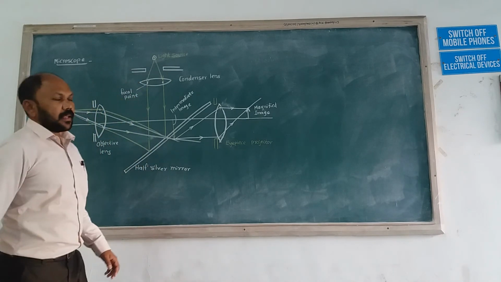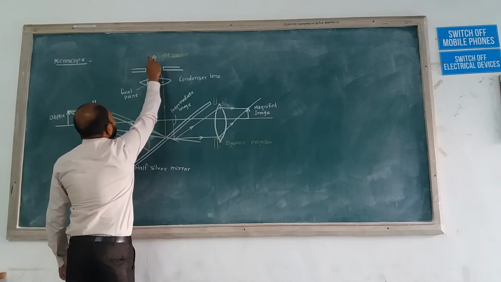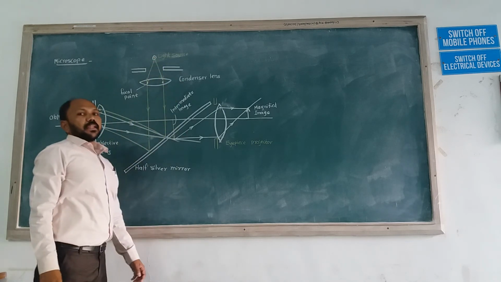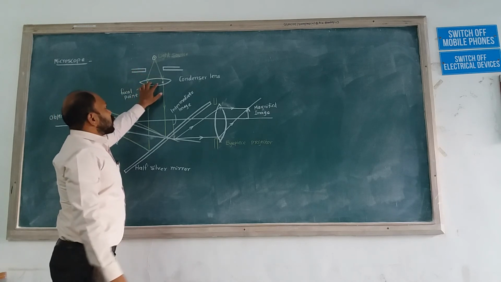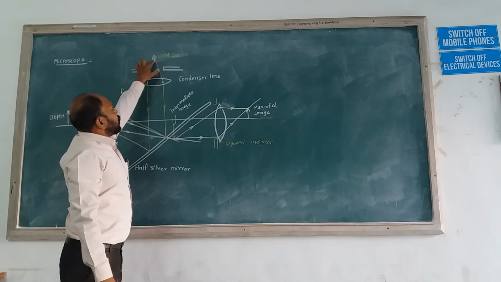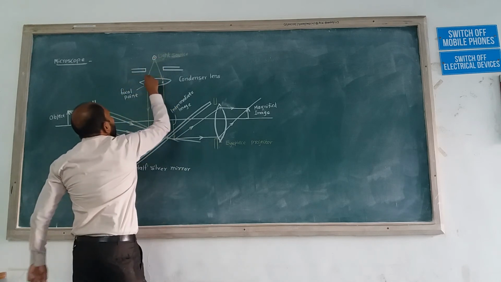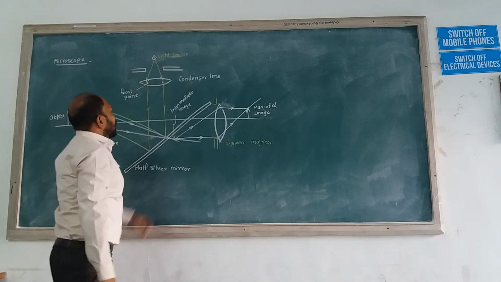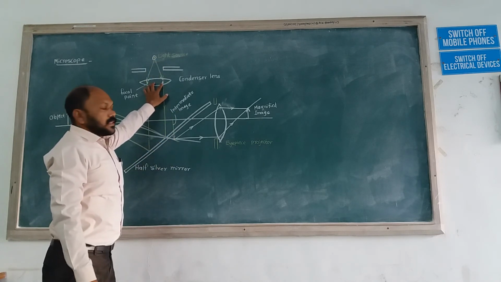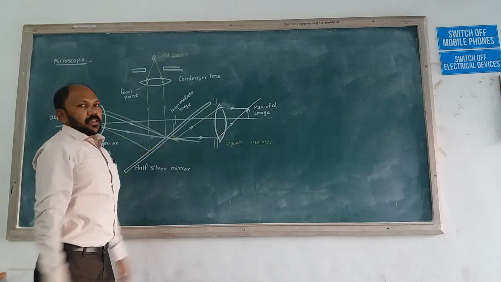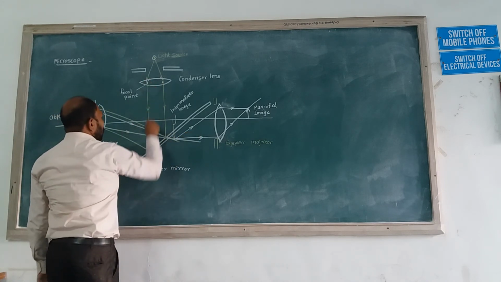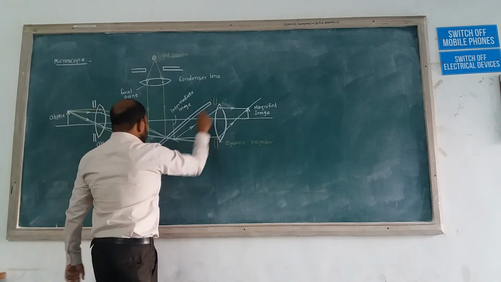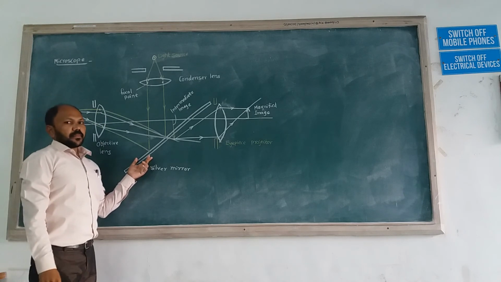How it works. When light comes from the light source, it enters through this condenser lens. From here to here, we observe the light gets diverted. After passing through this condenser lens, the light becomes parallel; the rays become parallel. This light comes on this half silver mirror.